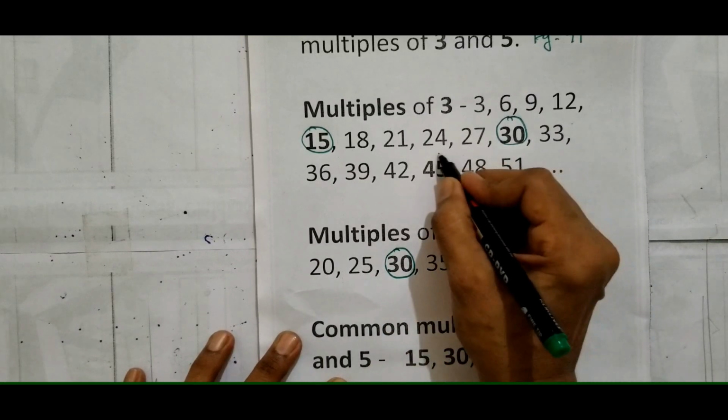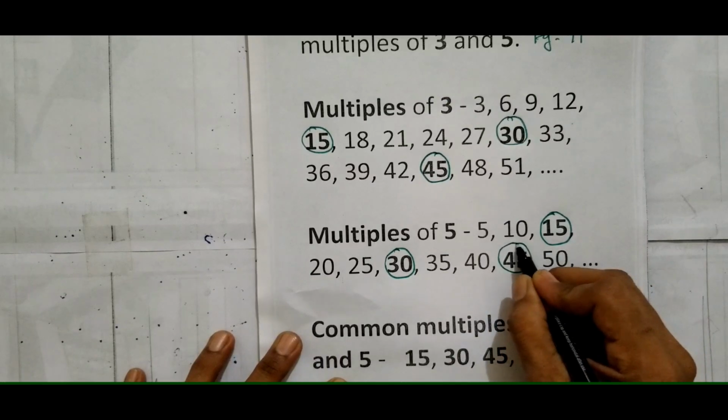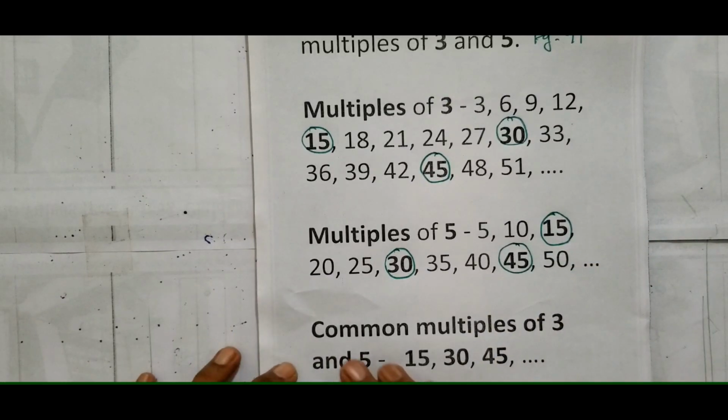The third will be 45 and it will go on. So common multiples of 3 and 5 are 15, 30, 45 and so on.